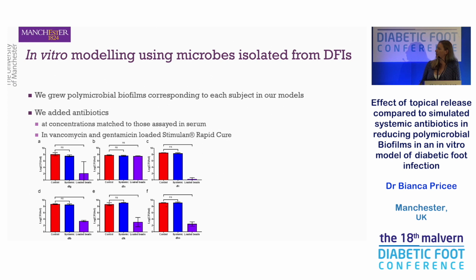So these are the results from our in vitro models. Each of these graphs corresponds to a different subject. We did not see a difference when we did simulated systemic antibiotics compared to the control in any of our subjects, even when the simulated systemic antibiotics was above the MIC. And that's likely because we were in a polymicrobial biofilm, so they're very robust and hard to kill.